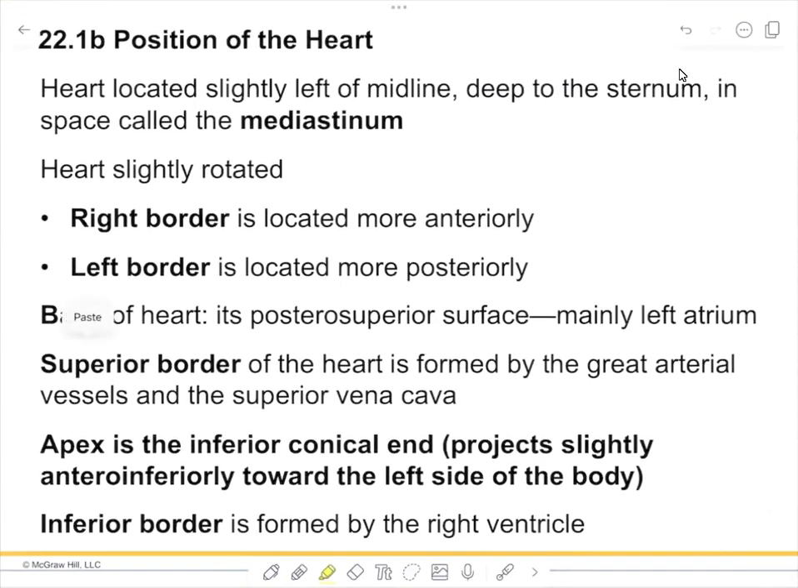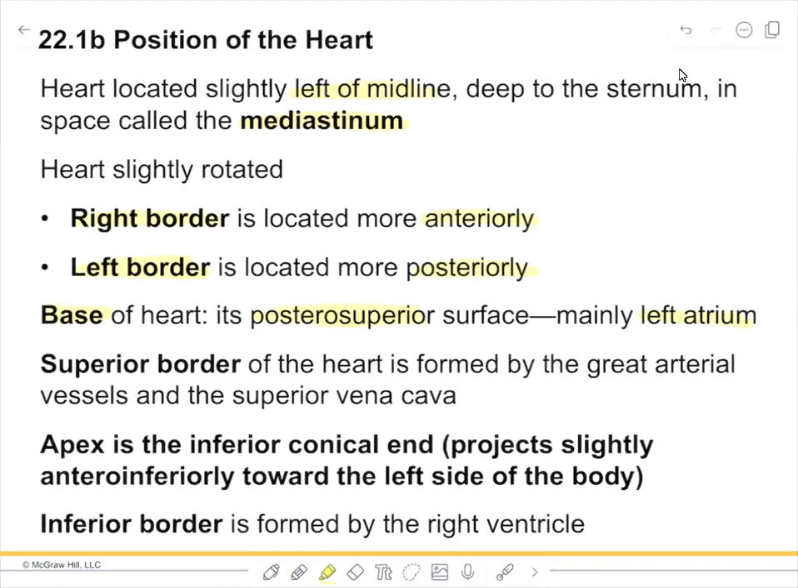So the position of the heart is shown on these next few slides. The heart is located slightly left of the midline of the body, deep to the sternum, in a space called the mediastinum. The heart is going to be slightly rotated. The right border is a little more anterior, and the left border is more posterior. The base of the heart, in this case, is the posterior superior surface, and it's mainly the left atrium.